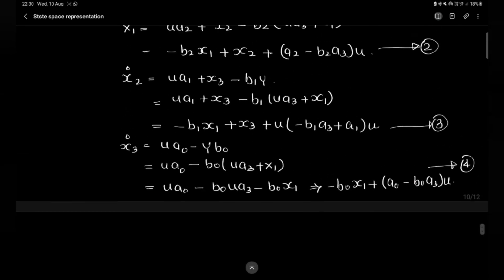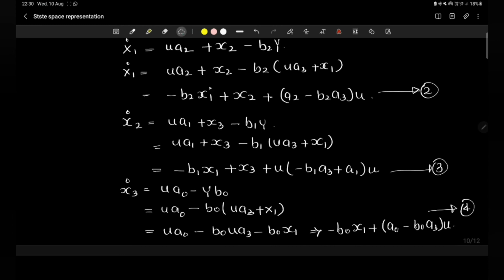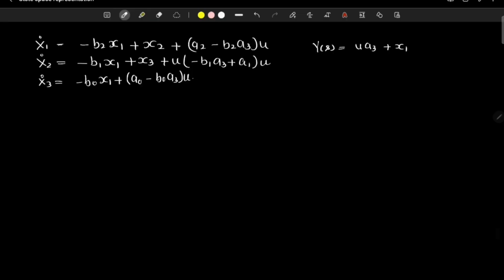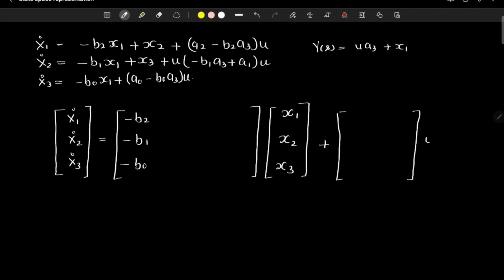Let's write this equation in matrix form. So I will copy first. This is x1 dash. So I mentioned here all the equations. Now I will write this equation in matrix form. So first I will write the differentiation of the state vectors, that is x1, x2 and x3, is equal to, this will be minus b2, minus b1, minus b0. This should be x1, x2, x3, plus u. Okay, so first one is minus b2 x1 plus x2 plus (a2 minus b2 a3) into u.